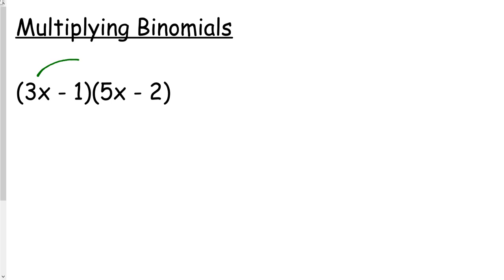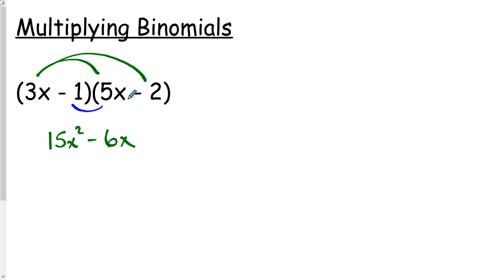So we can go 3x times 5x and then also distribute 3x to negative 2. So 3x times 5x results in 15x squared. 3x times negative 2 gives us a negative 6x. Okay, I've now run out of terms in the second binomial to distribute the first term in the first binomial to. So now I'm going to start distributing the second term, which is actually this negative 1.